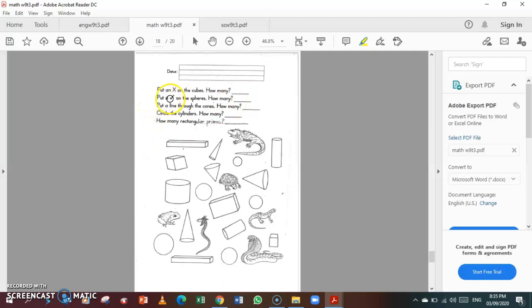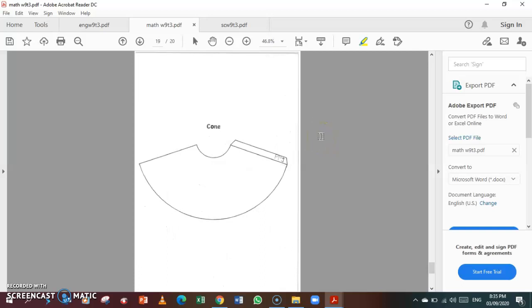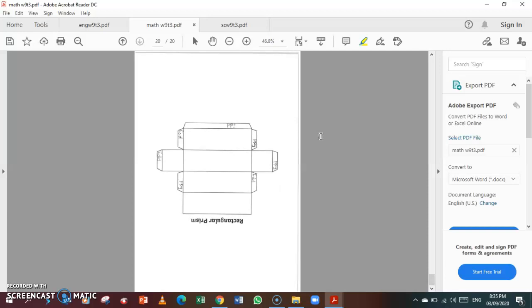Then put a tick on the spheres and count how many you have. Then put a line through the cones and count how many you have and circle the cylinders and then write down how many you have and how many rectangular prisms. Count them and write them on the line. Then here you've got a cone year one, cut it and fold it for you to keep at home. Okay, so you can either do the cone or the rectangular prism.